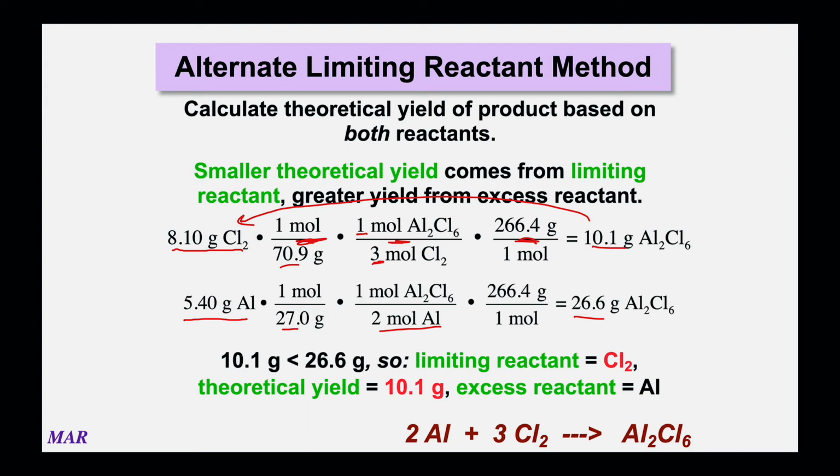Now only one of those numbers can be right, all right? And guess what? It's the smaller one. Big surprise. So the 10.1 is smaller than 26.6. That tells you that the reactant it came from, chlorine, is the limiting reactant. The limiting reactant will make less product. That tells you that the other reactant, aluminum in this case, is the excess reactant. But also really important, the theoretical yield is how much product you can make. And that's the smaller number, 10.1. So I like this method because it does give you really fast the theoretical yield of product. It shows you what the limiting reactant is, and it will tell you what the excess reactant is, which is nice.